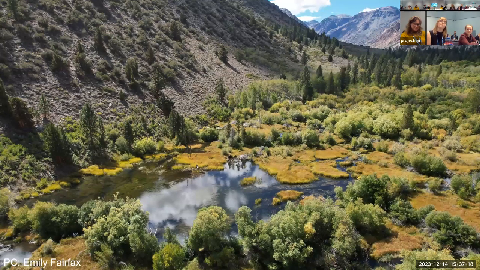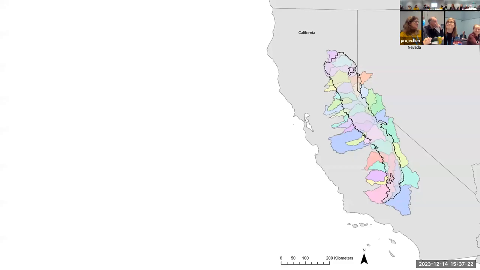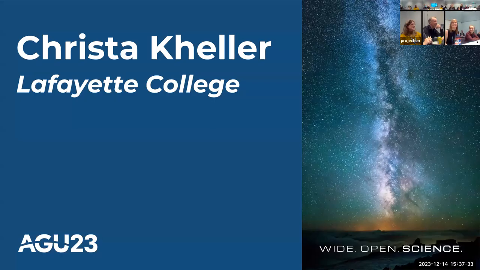These are just more beautiful beaver pictures. Here's another one. That's the Sierra Nevada mountain range. This is a modeling project, so there are not a lot of cute pictures of me doing anything other than sitting at a computer.